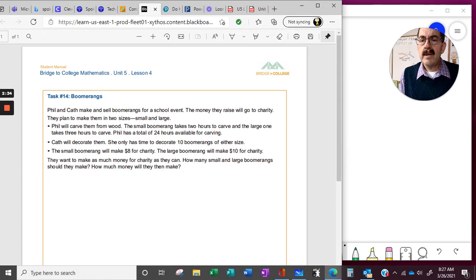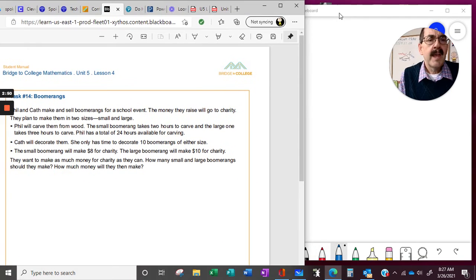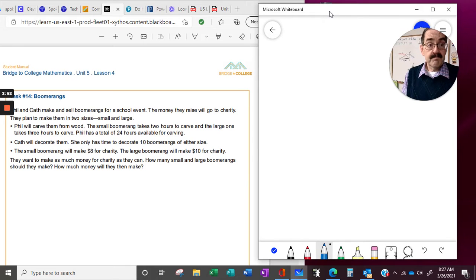Kathy will decorate them. She only has time to decorate 10 boomerangs of either size. A small boomerang will make $8 for charity. A large boomerang, $10 for charity. They want to make as much money as possible. So it's a profitability type thing. And again, in these problems we want to maximize, or we want to minimize, like the time it could take to do this.